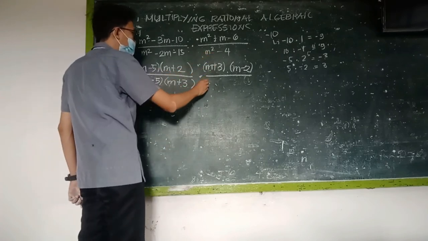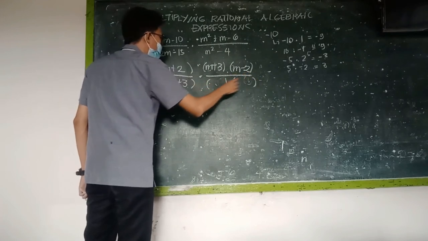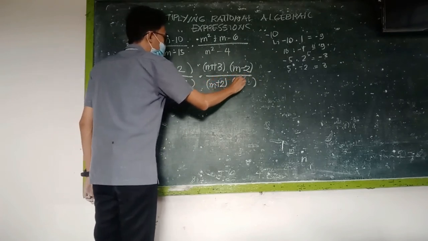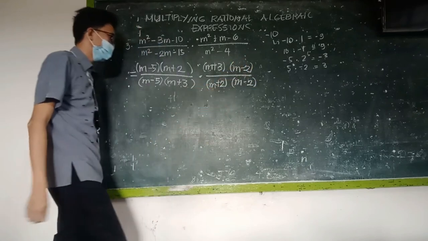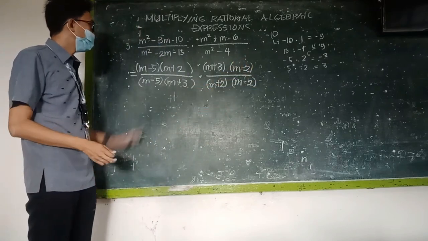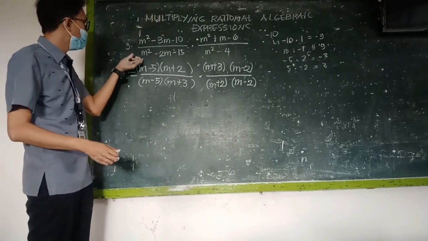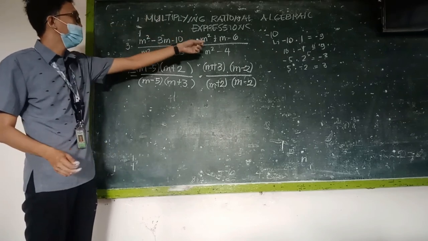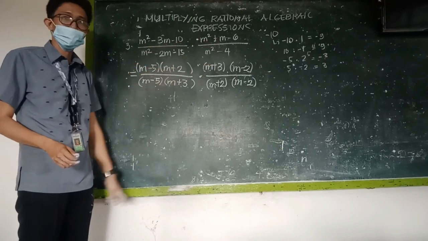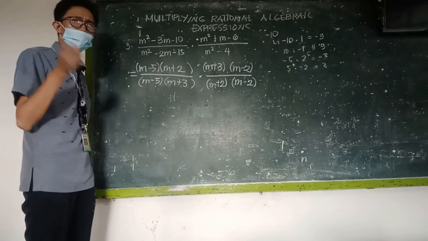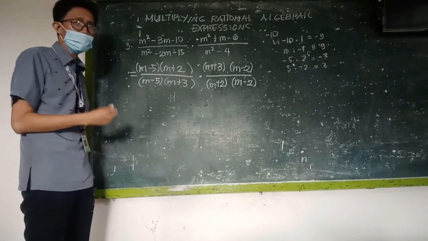Then, factors ng m squared minus 4. Difference of 2 squares, you have m plus 2 at saka m minus 2. So, na-factor out na natin itong m squared minus 3m minus 10, m squared minus 2m minus 15, m squared plus m minus 6, at saka m squared minus 4. Na-factor out na natin siya. So, we will proceed with cancellation. So, ika-cancel natin yung mga pwedeng makancel.